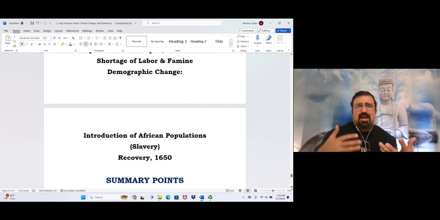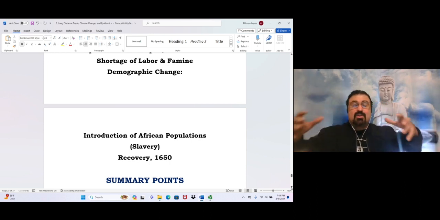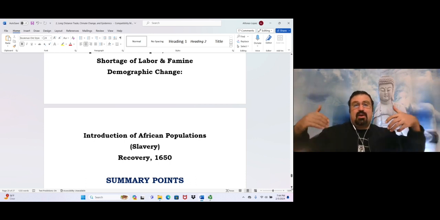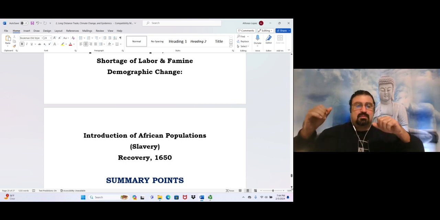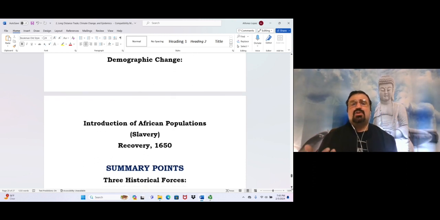Now, the shortage of labor and the famine also led to demographic change because the colonizers, in this case the Spaniards and later on the Portuguese, are trying to get some labor for their farms, for their plantations, and their landed estates. Somebody has to grow the food, in other words, to maintain the colonial societies. So the solution for this was the introduction of African populations.